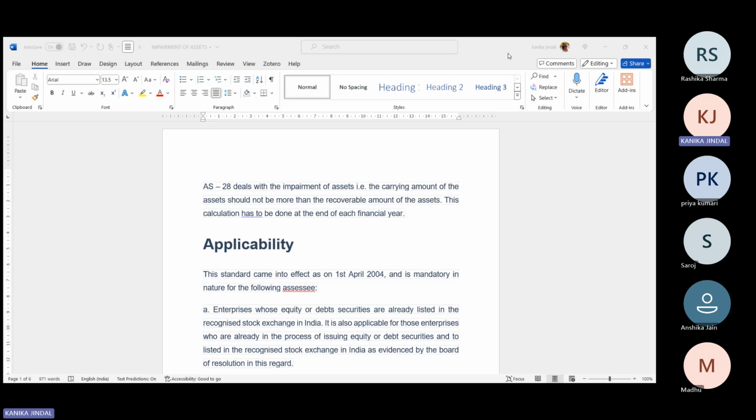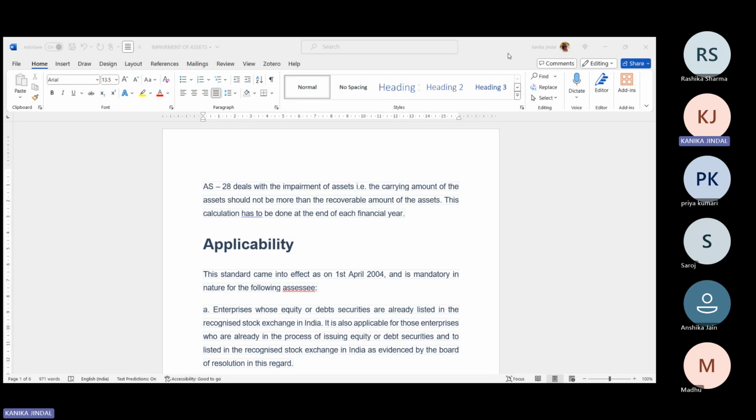So what is happening here? Whenever the carrying amount of an asset decreases and becomes less than the fair value of the asset, it means the asset has been impaired. It means the impairment of that particular asset.